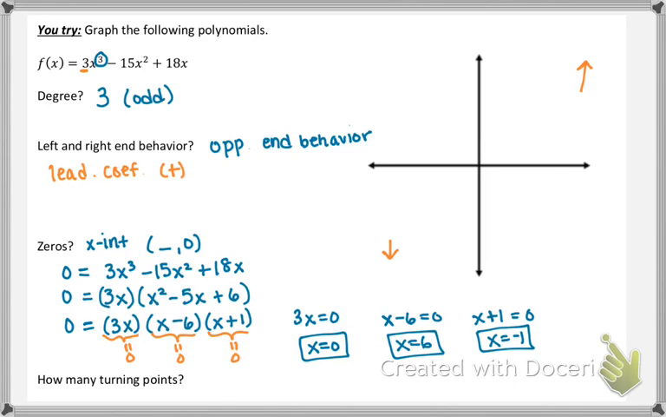I have one at 0. I have one at 6. 1, 2, 3, 4, 5, 6. And I have one at negative 1. These are the 3 points that my graph has to hit.